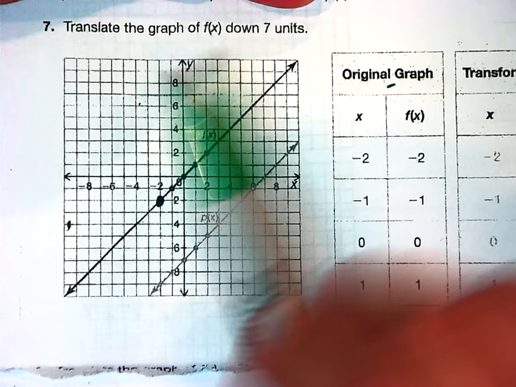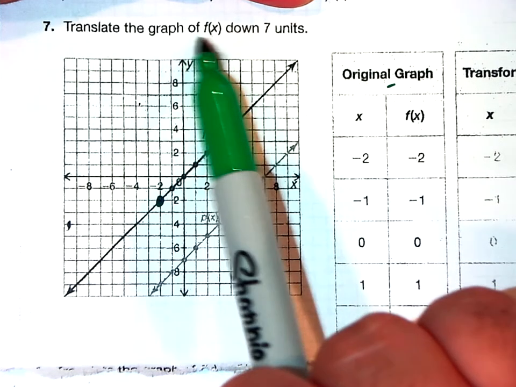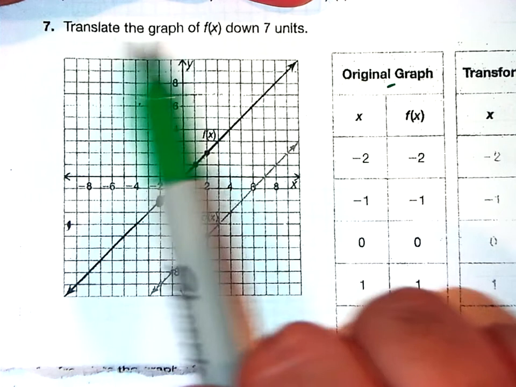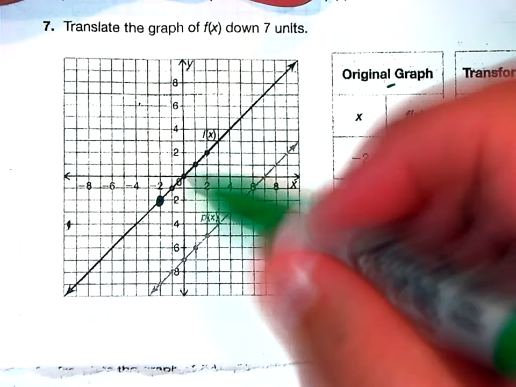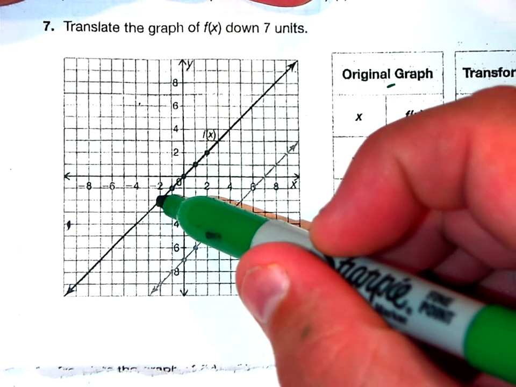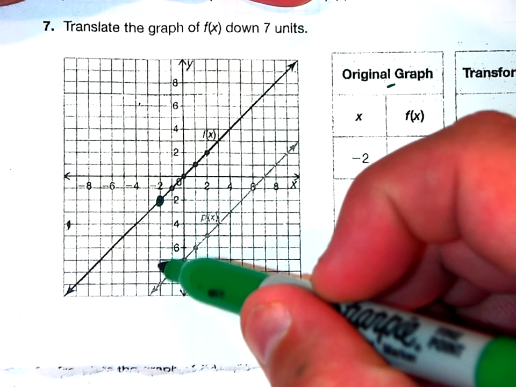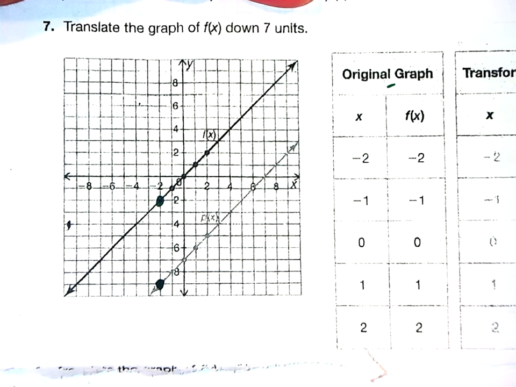And what it's asking us to do is to translate the graph of f of x down 7 units. So if we're going to translate this thing down 7 units, then we're going to take this point, and we're going to move it down 7 units. 1, 2, 3, 4, 5, 6, 7. And there's the new point.